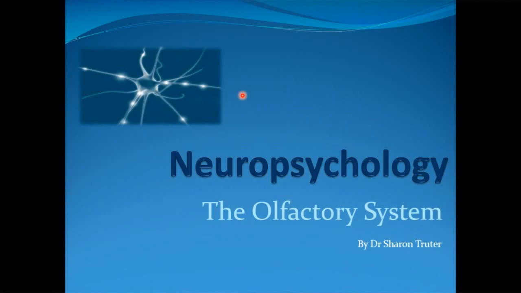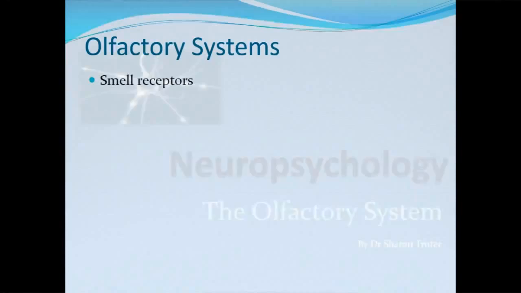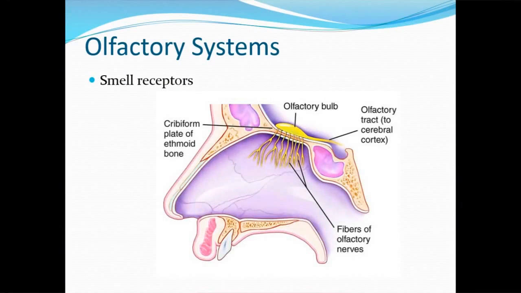The olfactory system. Here's a picture of the nose, the smell system. Here's your nasal passage. Here's your olfactory bulb, and the information from there goes onto the olfactory tract, which goes to the cerebral cortex. Okay? But you have these little fibers, little neurons growing through here, into the nasal passages, picking up on the chemicals of the foods that you've been eating.